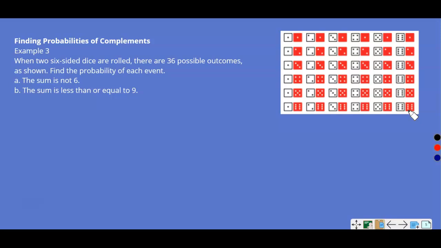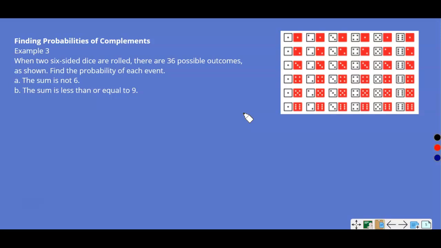All right, so this is a good example of where we can use complements, because A part says the sum is not 6. So if we go through and find all the ones that are 6, and then we do 100% minus the probability of 6, then that would be the answer. So let's look at this. Let's start by just circling the ones that are equal to 6.